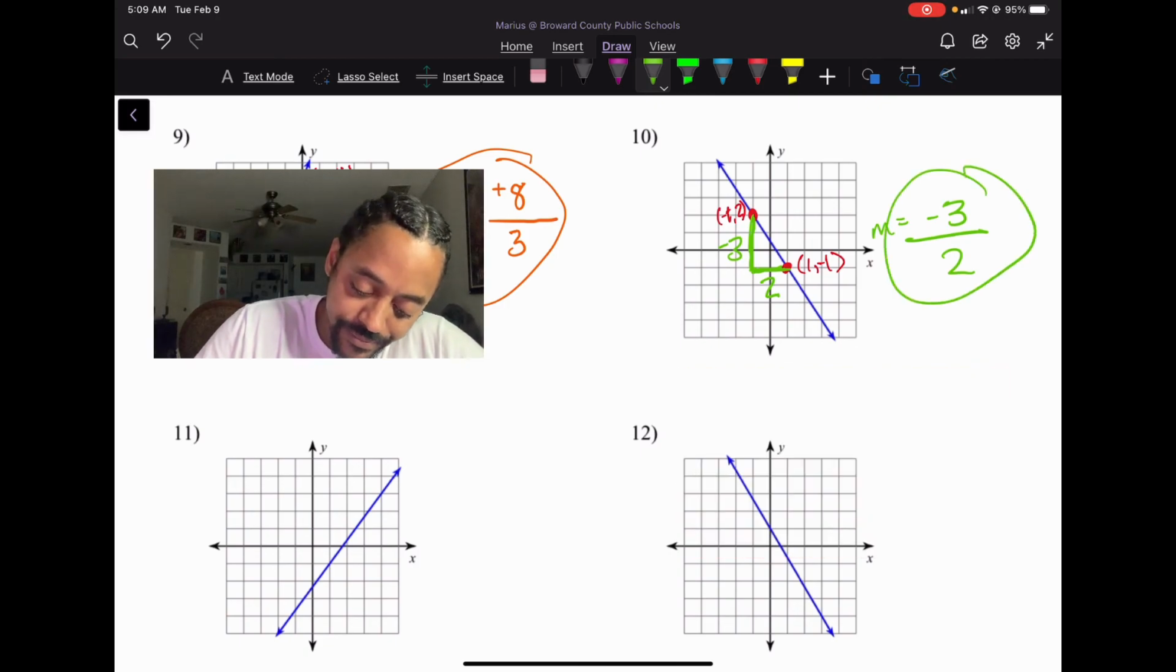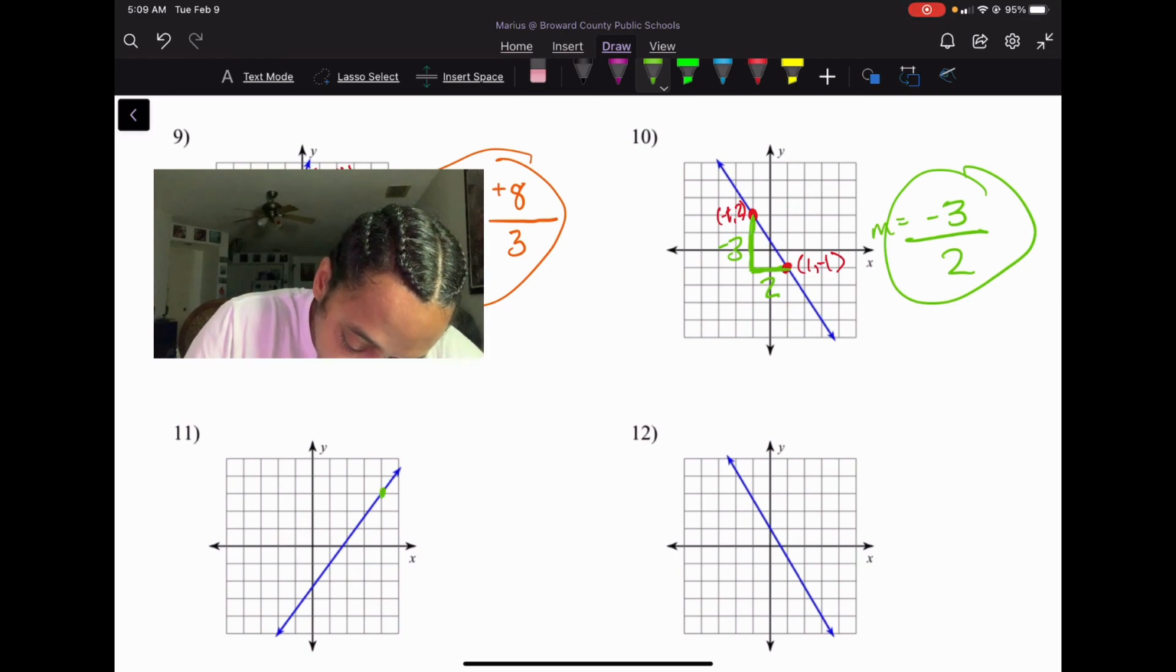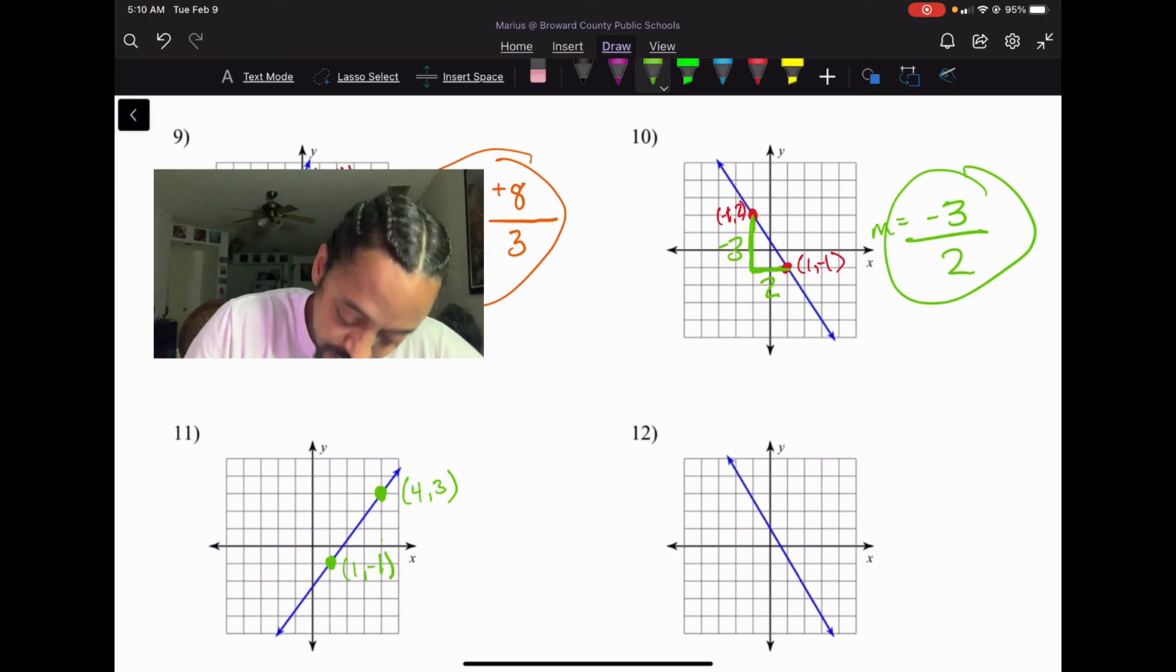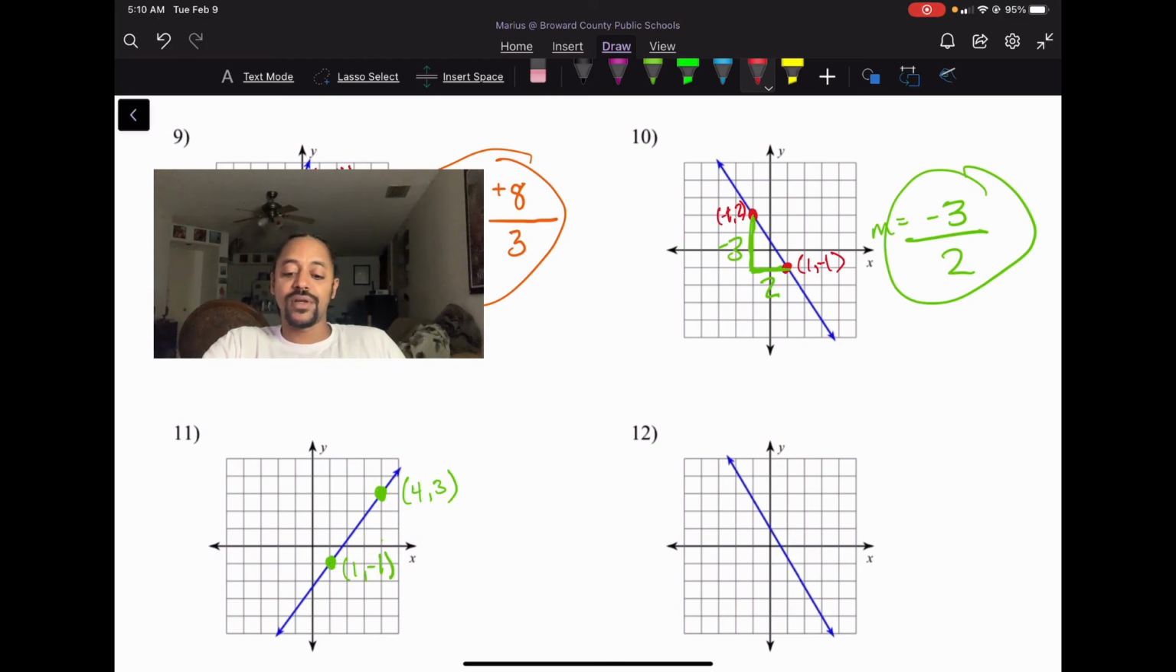Let's take a look at number 11. Find 2 points. So I see 1 point right here, which is positive 4, 3. And then we see another point right here where I can tell that the x is positive 1 and the y is negative 1. So now we have to count from positive 1, negative 1 to positive 4, positive 3.